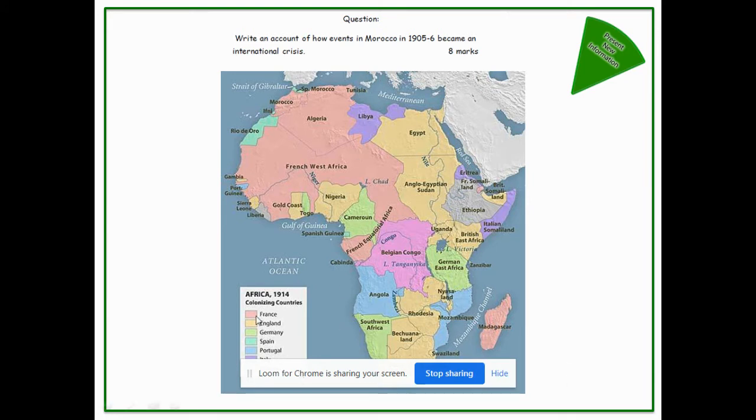Lots of them wanted access to the Mediterranean, and if they could control Morocco, they'd have that access. If you look at this map, actually now, you can see that a lot of the rest of Africa was already controlled by European powers. And actually, this being 1914, Morocco is already controlled by France, but that wasn't the case in 1905.